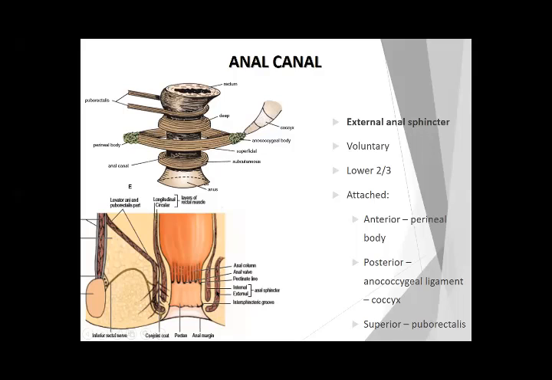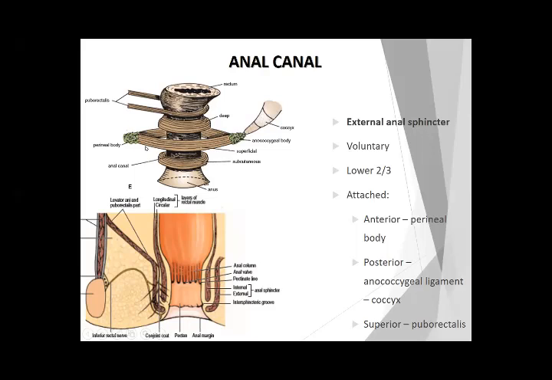This external anal sphincter has three parts. ठीक है? इसका जो middle part है ना, that is attached posteriorly to the coccyx through this anococcygeal body, anococcygeal ligament, whatever you want to call it. This is the middle part of the sphincter, which is attached posteriorly to the anococcygeal body. Anteriorly, it is attached to the perineal body.